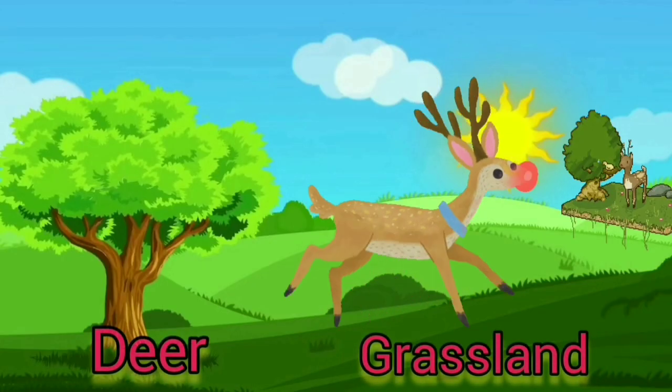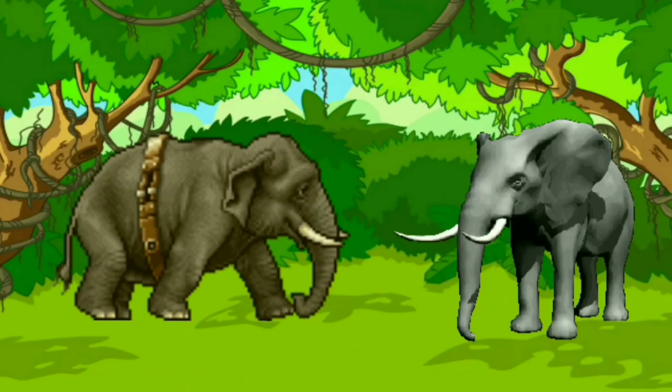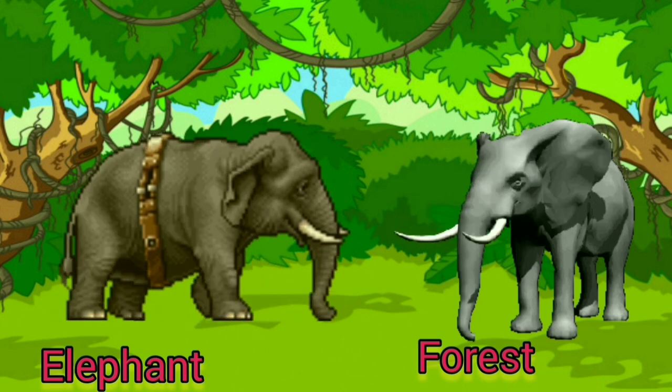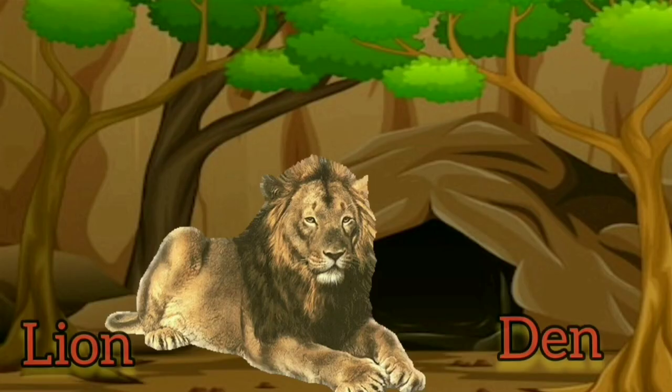Deer, grassland. Deer lives in grassland. Elephant, forest. Elephant lives in forest. Lion, den. Lion lives in den.